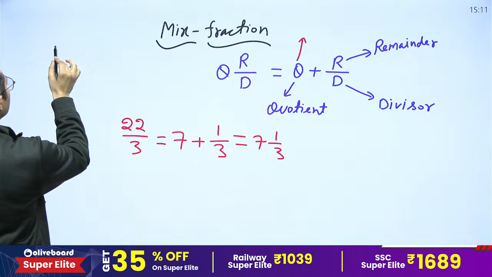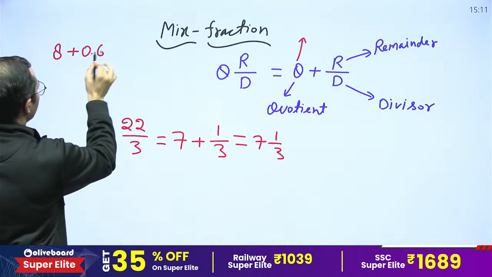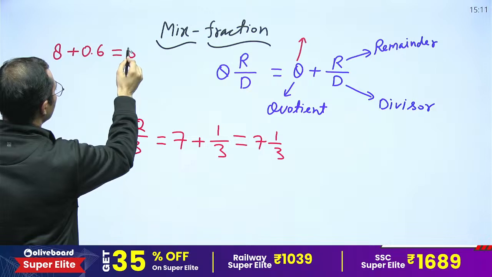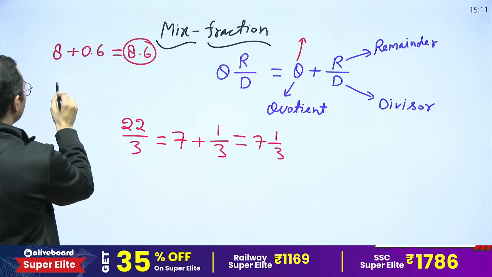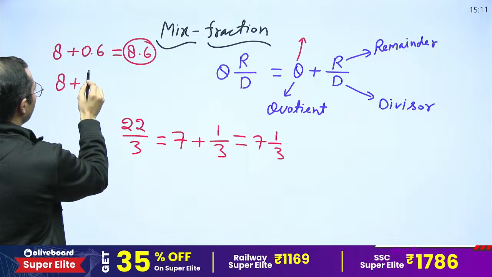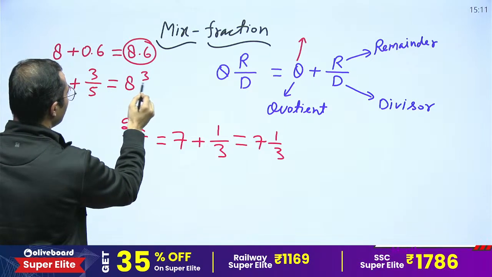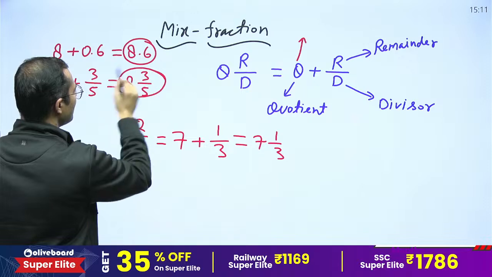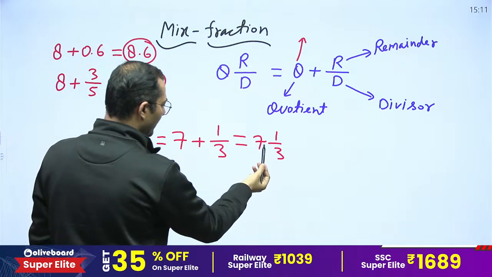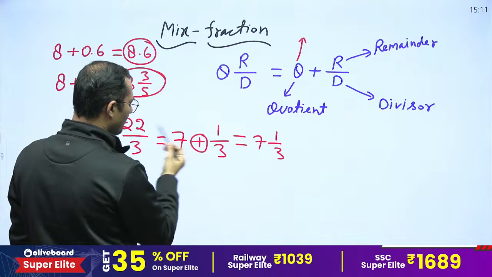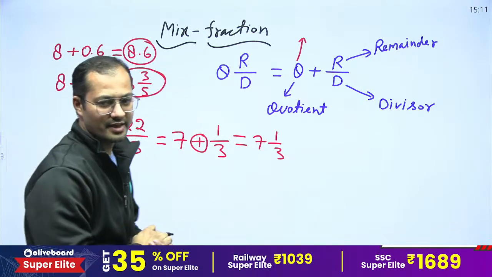If I say just add 8 plus 0.6, this is equal to 8.6, yes or no? Instead, if I say 8 plus 3 by 5, you can directly write it as 8 whole 3 upon 5. This is the mixed fraction. In mixed fractional numbers, by default the sign is plus. Is this clear? By default the sign is plus.